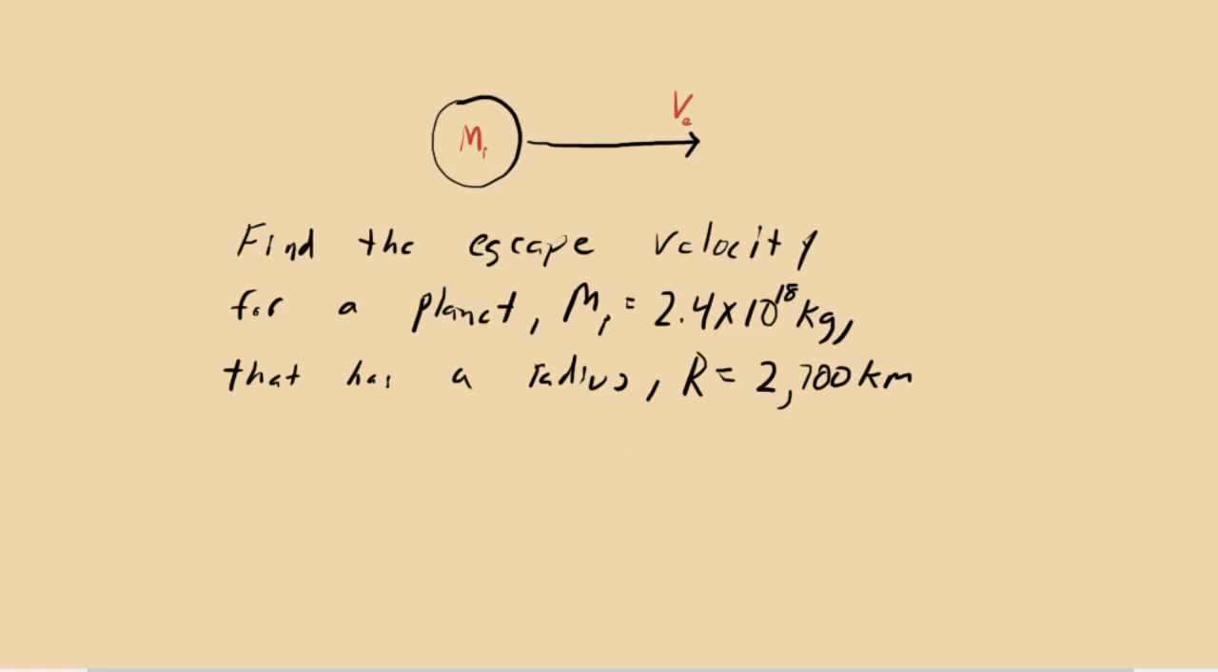Okay, so now that we know how to find the force and balance our forces or accelerations, let's look at how we would determine, if this was some planet with a mass of 2.4 times 10 to the 18 kilograms, and we want to shoot something off the planet and have it not return, what velocity would we need to shoot that object off? And we're told that our planet has a radius of 2,700 kilometers, which will be important as we figure this problem out.